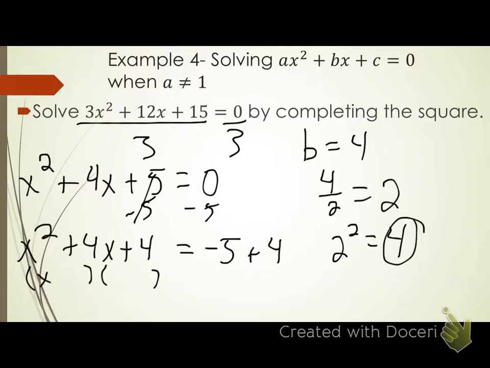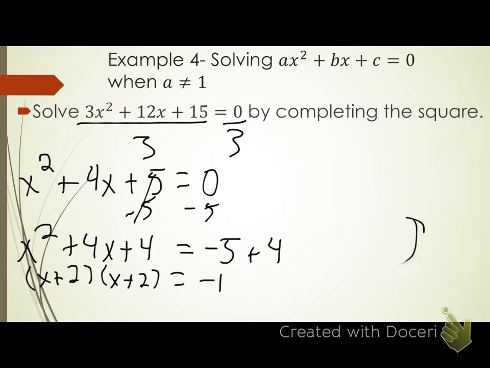So what are two numbers that multiply to give me 4, add to give me 4? 2 and 2. Negative 5 plus 4? Negative 1. So that'd be x plus 2 squared equals negative 1. And then what do I do to both sides now? Take the square root of both sides.